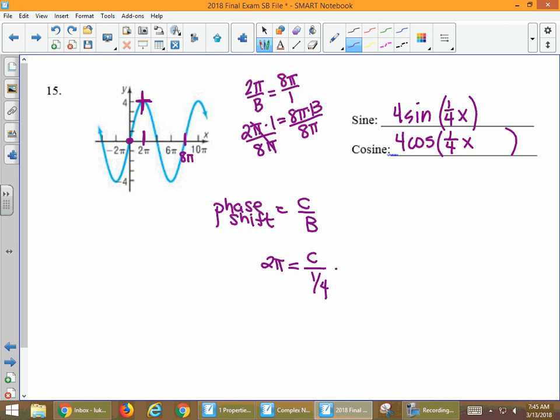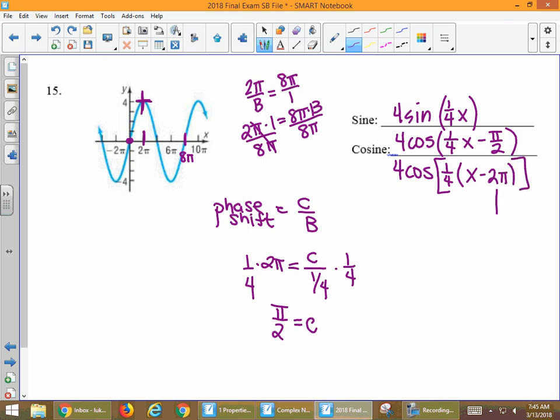Again, I'm dividing by 1/4, so to get C all by itself, I'm going to multiply by 1/4. 2 pi times 1/4, 2 over 4 is 1/2, and I have a pi left on top. And I'm doing that pi over 2 to the right. Again, just like with the last problem, if you can remember the rule that you need those parentheses, it's a little bit easier, I think, to write the equation. Here's your phase shift instead of your C over B. And then you can multiply the 1/4 through if you need to match.